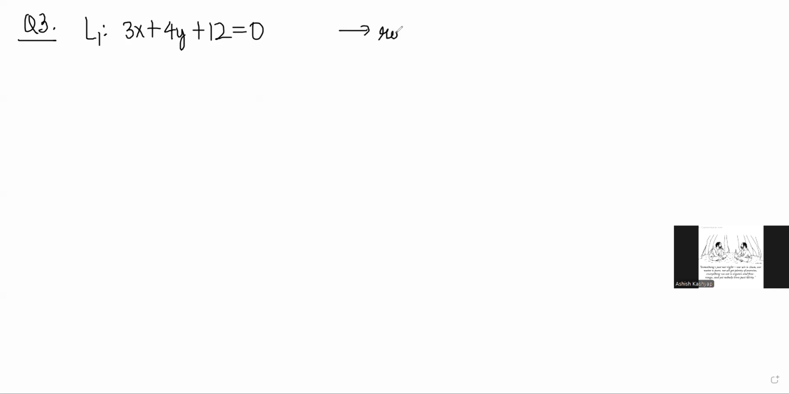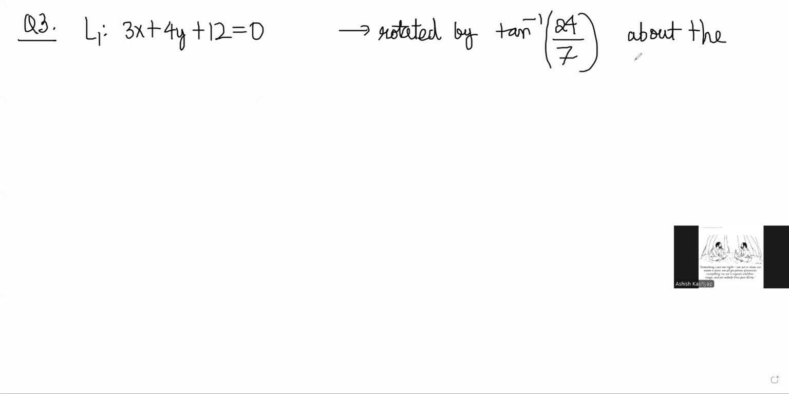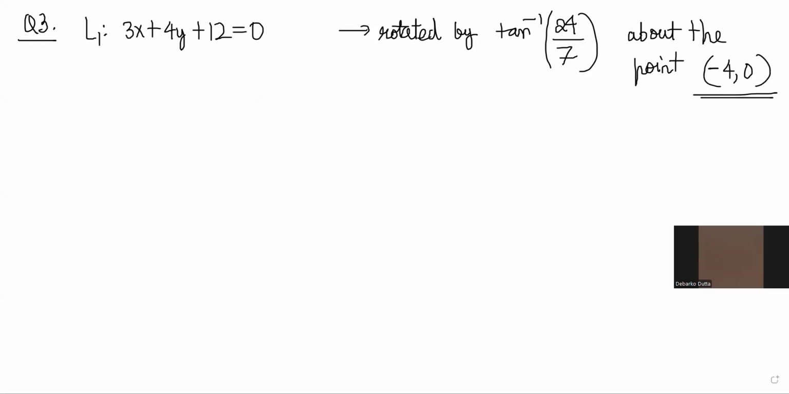And it is rotated by tan inverse, how much? 24 by 7 anti-clockwise about the point where it intersects the x-axis. So y is equal to 0, x-axis will be minus 4 comma 0, right? Correct, no? Yes, sir. New position, new equation of the line, new line is L2.